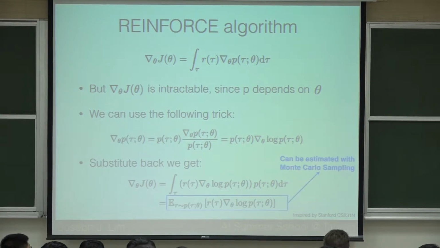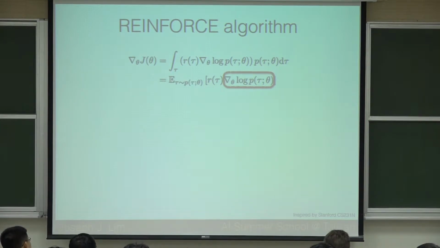In this case, for example, this can be estimated with Monte Carlo sampling. The name is pretty fancy, but really what it means is we sample multiple iterations, and then we estimate the value based on the sampled results. Especially this one. And that's what the REINFORCE algorithm is about.